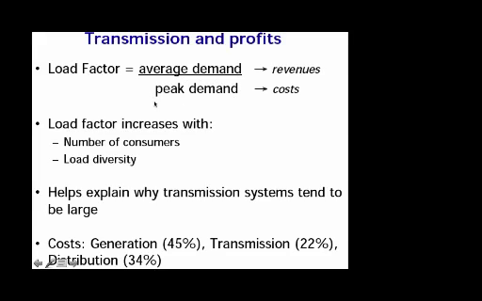Your peak demand determines how much you have to pay to build a facility, because you need enough generation capability to meet your peak demand. Your average demand is the amount of electricity you sell, which is your revenue. So we would like this ratio to be as big as possible, as close to 1 as possible. The load factor increases with the size, the number of consumers, and the diversity.